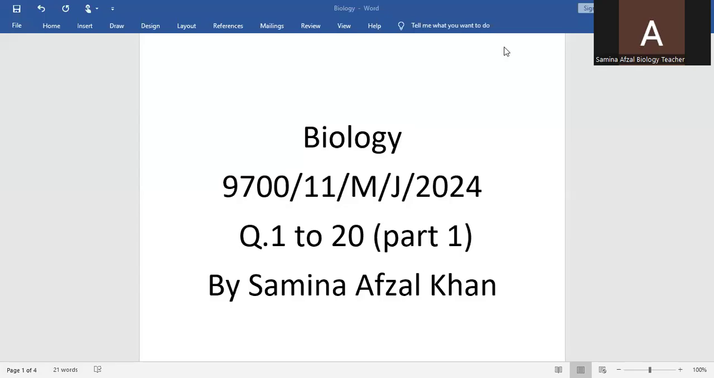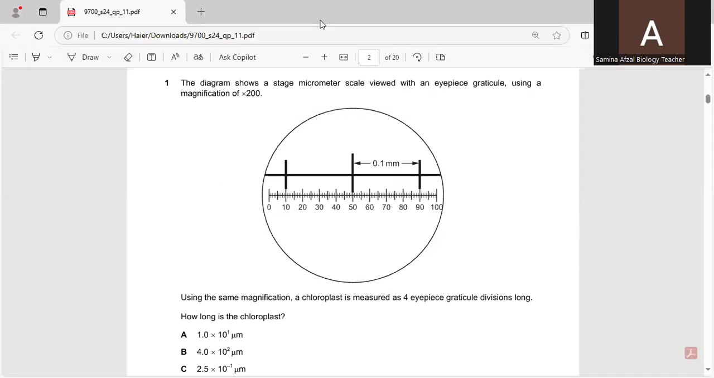Biology 9700, paper 11, May June 2024, question number 1 to question number 20. So first of all, we will move towards question number 1, and you can see question number 1. The diagram shows a stage micrometer scale viewed with an eyepiece reticule using a magnification of 200.